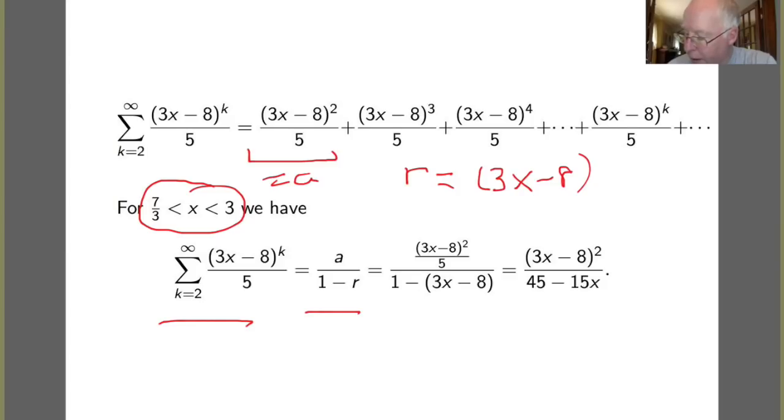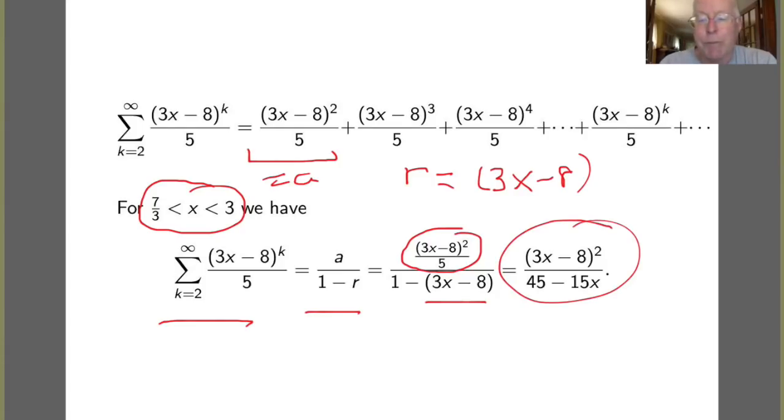The first term a we identified as (3x minus 8) squared over 5. The r is 3x minus 8. And then just a little bit of algebra. We see the sum of that series is (3x minus 8) squared over 45 minus 15x, provided x is strictly between 7/3 and 3.